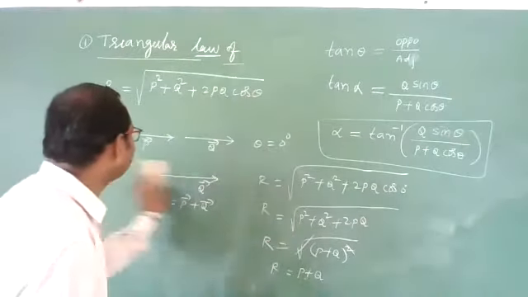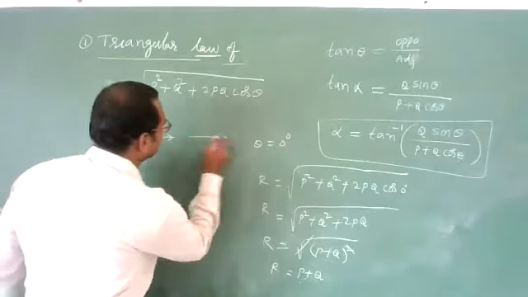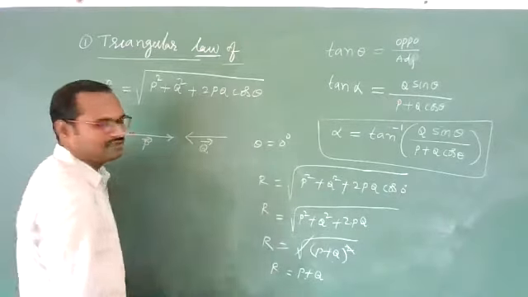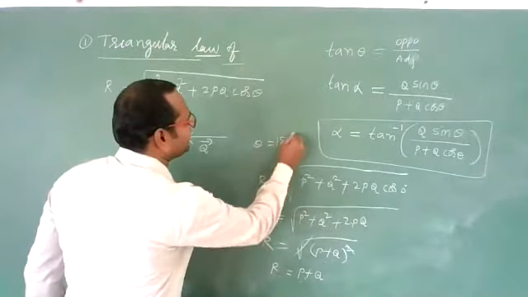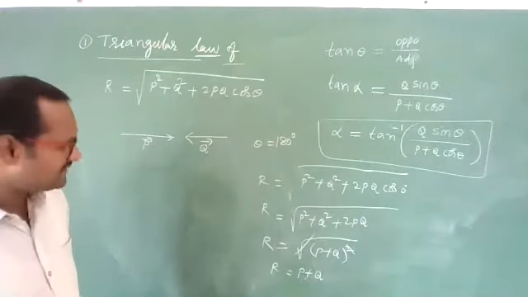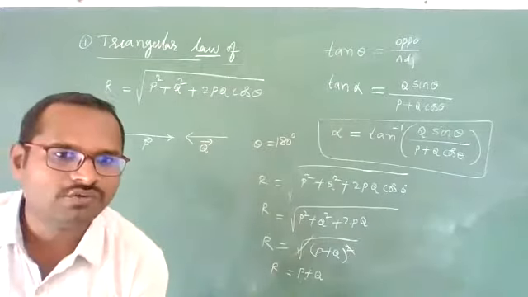Students, let us suppose one of the vectors is in the opposite direction, like this, the second vector is like this. Then what will be the angle between them? Yes, the angle between them will become 180 degrees. Correct? Now, graphically, how to add?